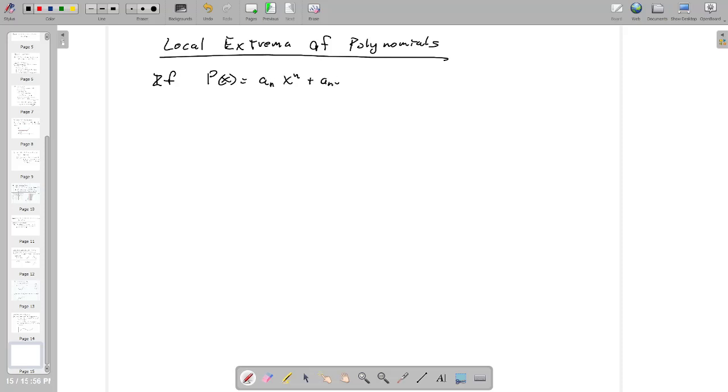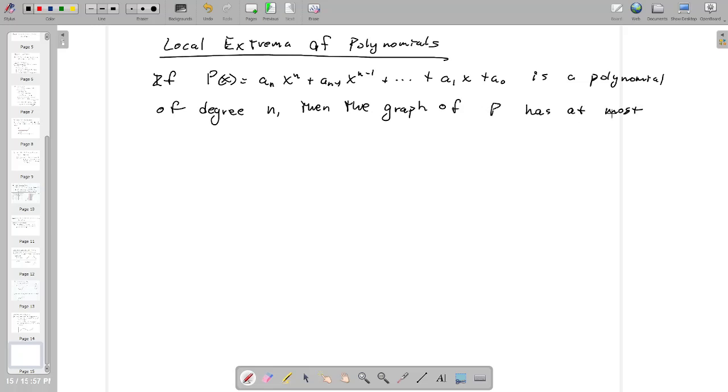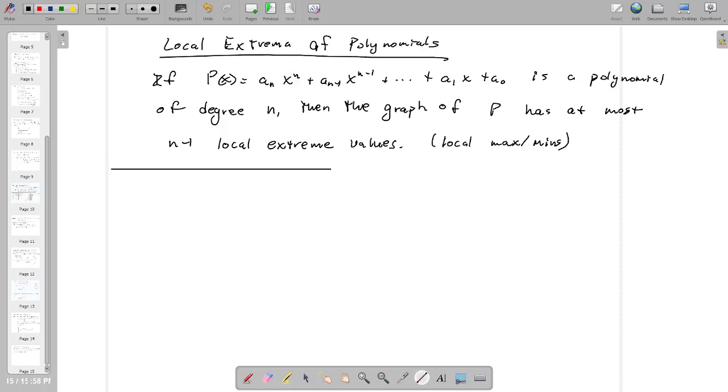Local extrema of polynomials. If p of x equals a sub n x to the n plus a sub n minus 1 x to the n minus 1 plus all the way down to a sub 1 x plus a sub 0 is a polynomial of degree n, then the graph of p has at most n minus 1 extreme values. Now, extreme values are just local maxes and mins. What this is saying is that we have at most n minus 1, the degree of the polynomial minus 1, extreme values. There's no more than that. Is it possible to have fewer than n minus 1? Absolutely. But we cannot have more than n minus 1.